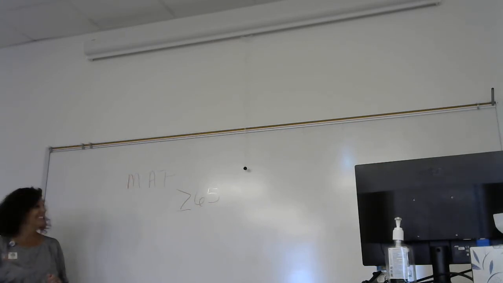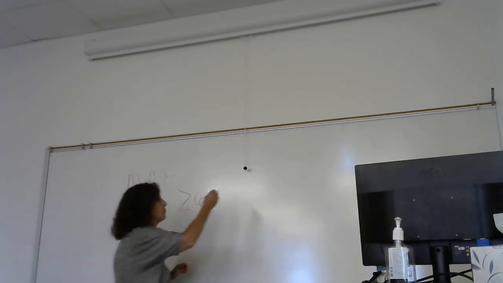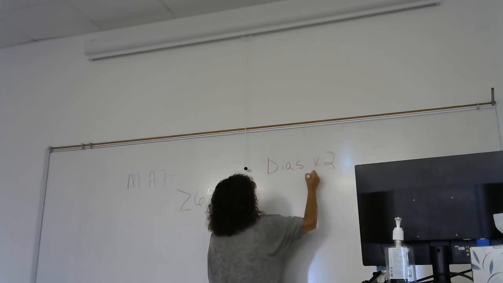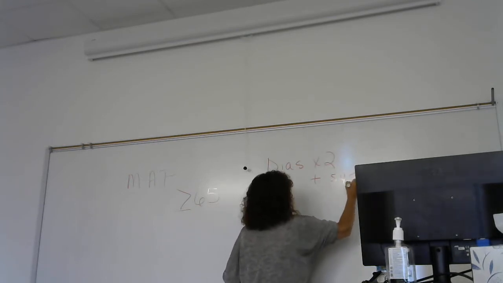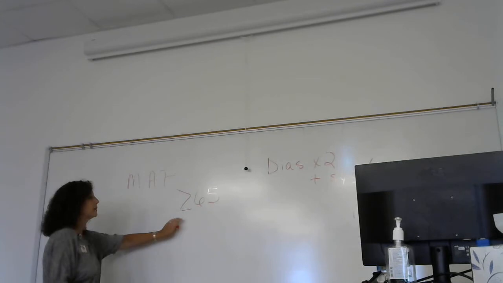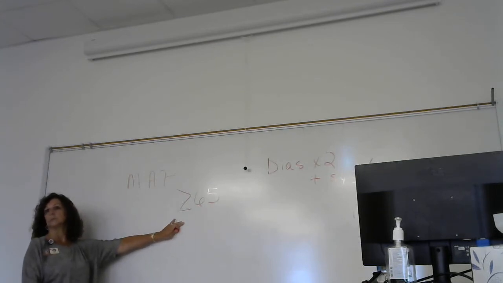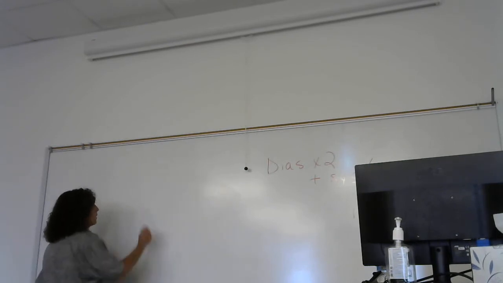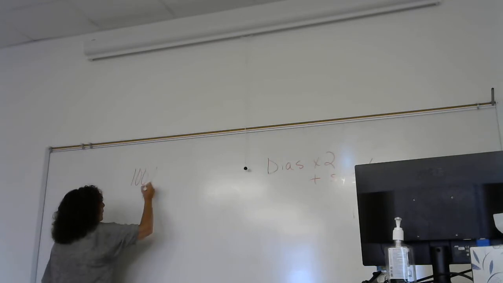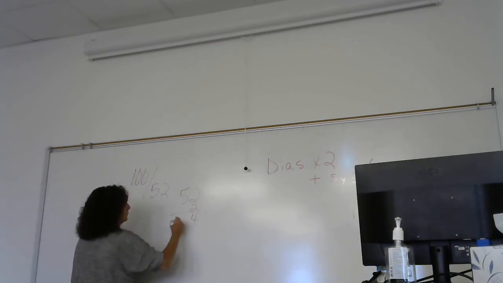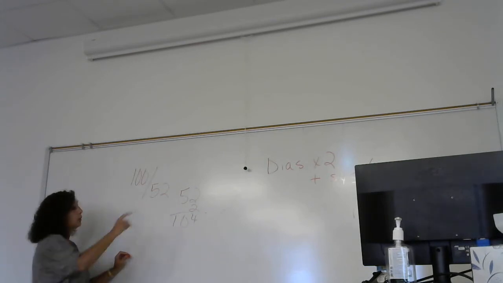All right, so how do we calculate an MAP? Here's your formula: your diastolic times 2 plus the systolic, divide that number by 3. So let's do an example. Everybody got this so I can erase it? Okay. Let's say your patient's blood pressure is 100 over, I don't know, 52. Looks like a good number to me. So we're going to take our diastolic times 2, and add our systolic.